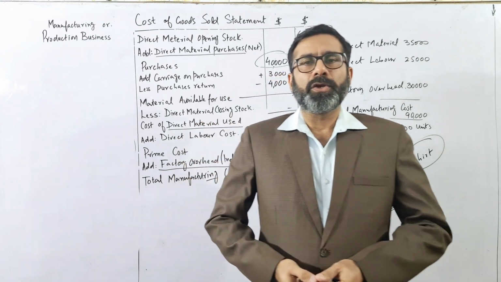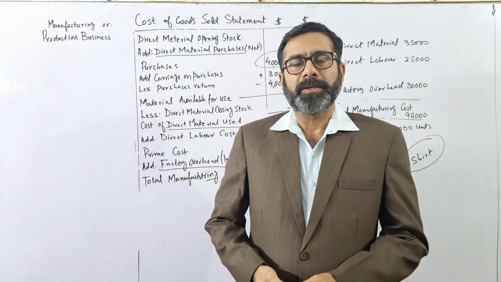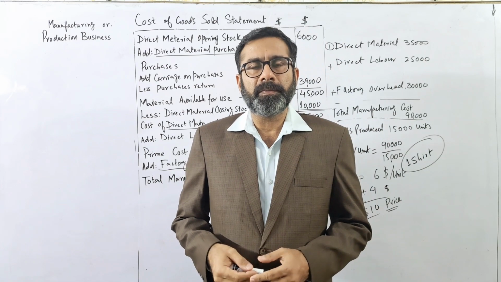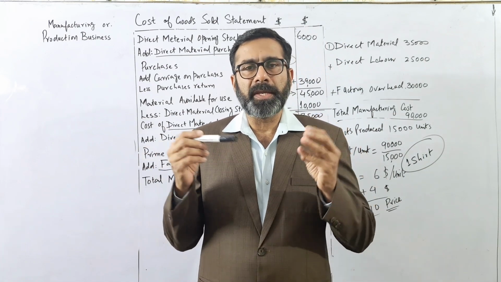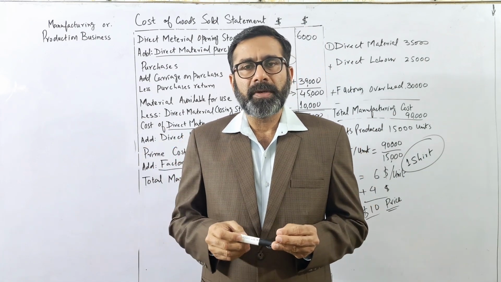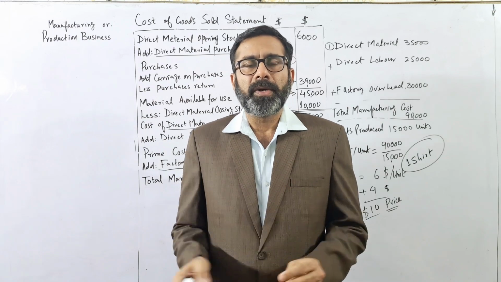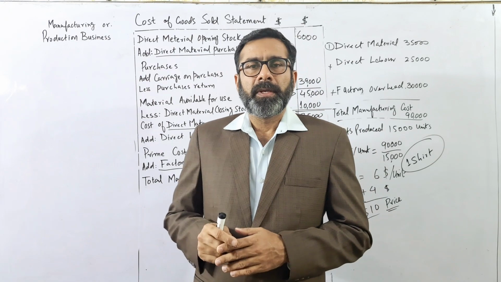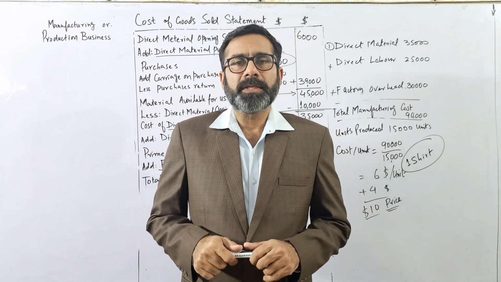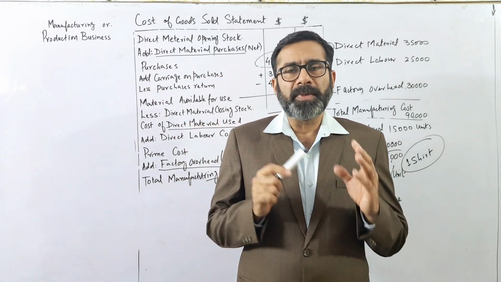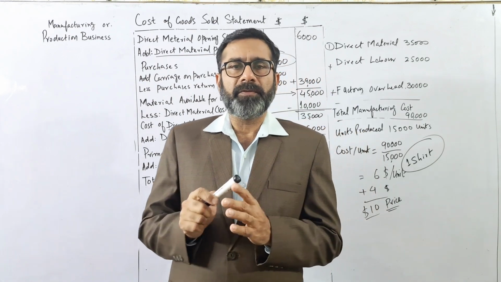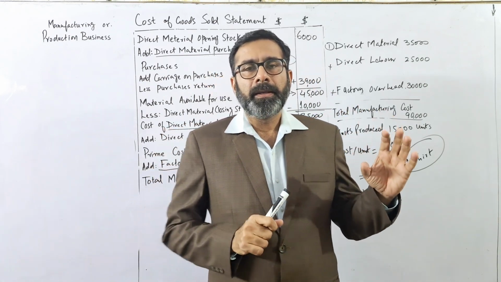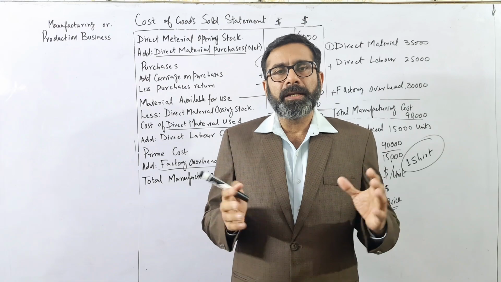We were discussing the concept of cost of goods sold statement. In the previous topic, we discussed the meaning of direct material, direct labor, and factory overhead. I hope you have seen the previous videos. In those videos, we discussed the basic concepts: what is material, labor and factory overhead, the main cost elements that are included.